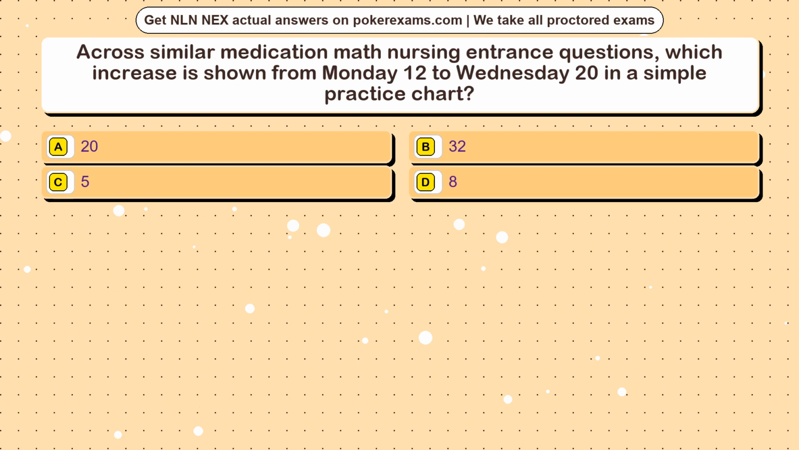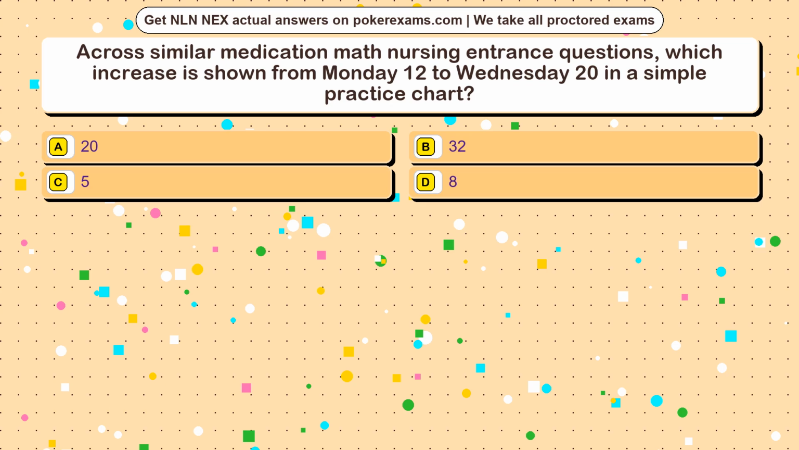Question 20. Across similar medication math nursing entrance questions, which increase is shown from Monday 12 to Wednesday 20 in a simple practice chart? Option A, 20. Option B, 32. Option C, 5. Option D, 8.